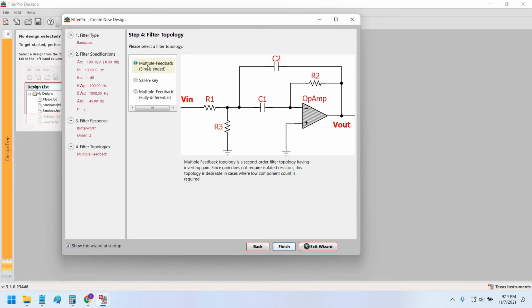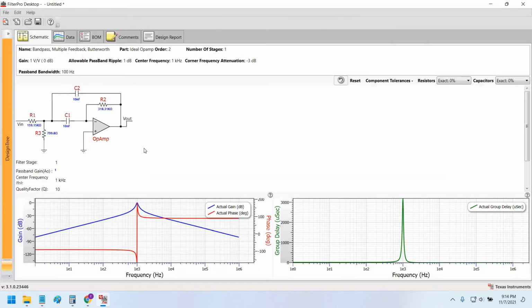Multiple feedback configuration we would select. Finish. So that is it, very easy. This is the response that we get. The actual phase is in degrees, very sharp transition at the cutoff frequency, as you can see, minus 110 degrees phase below the cutoff frequency, and after the cutoff frequency the phase is minus 35.9 degrees.